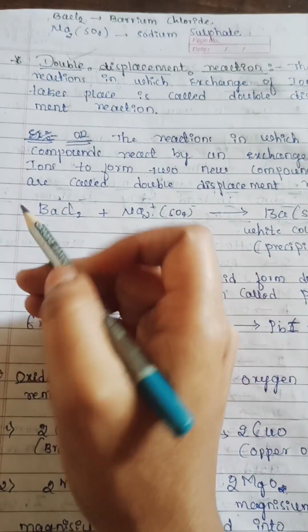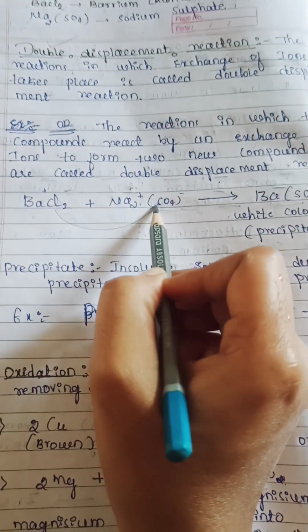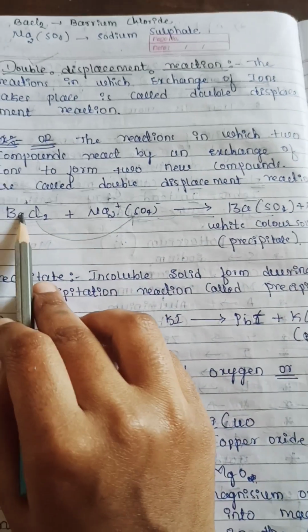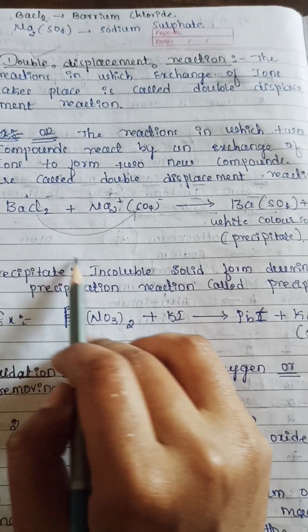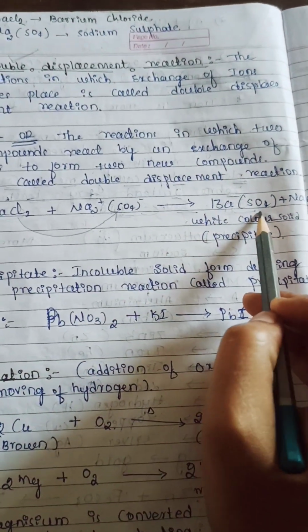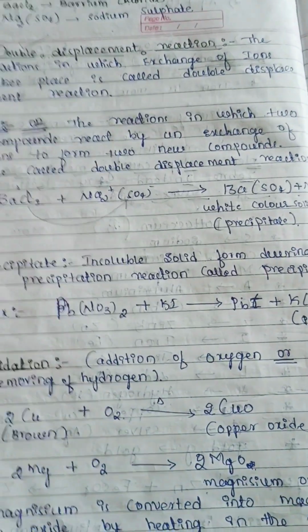So what is the exchange of ions? See here, the negative ion is displaced by the other negative ion. In BaCl2, Cl2 will be displaced by SO4. So we'll get BaSO4 plus NaCl.